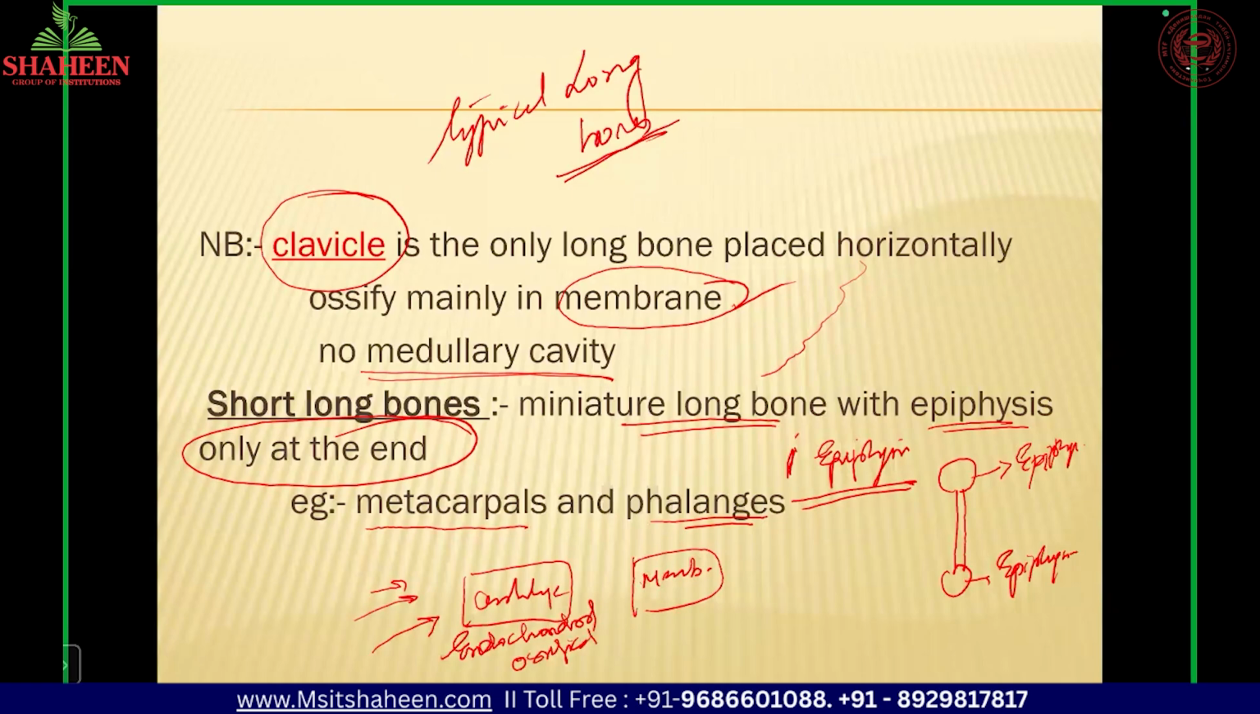Other bones undergo ossification over a membrane. First, the membrane will be formed, then ossification takes place over the membrane. Minerals will be deposited over the membrane and osteoblasts come there, and the whole process of ossification takes place over the membrane. They are known as membranous ossification. Some bones are ossified in both membranous and cartilage forms. They are called endochondral membranous ossification.